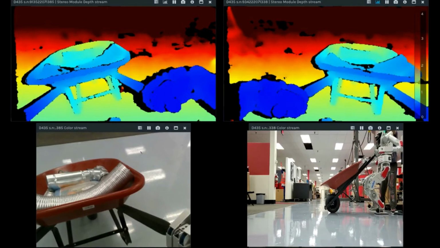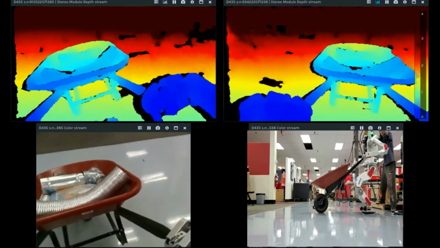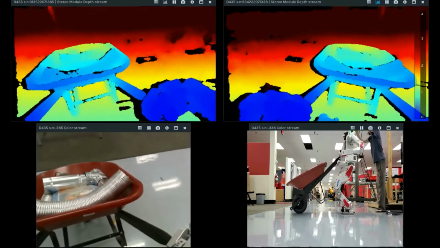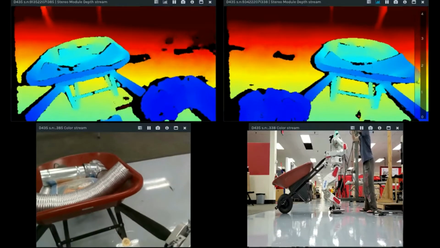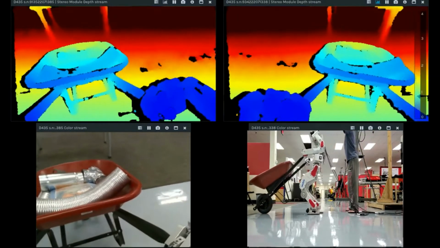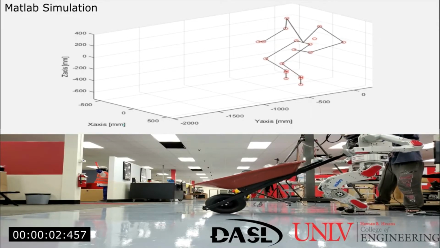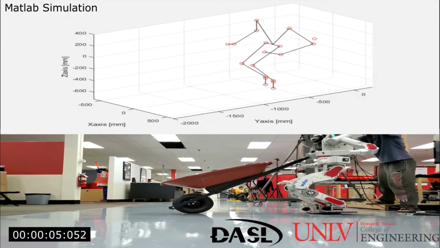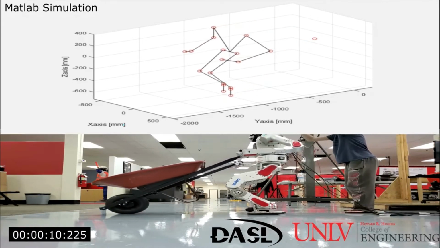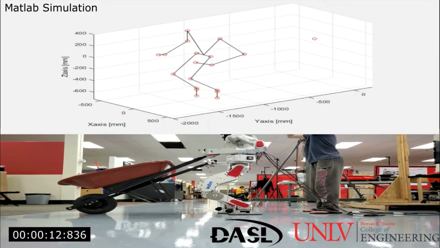Here another experiment, but now with the 5.3 kilogram load. You have a side view of this experiment on the bottom right. So now we're going to have an experiment where you can also see the real-time MATLAB simulation that is being done by using the whole body kinematics that we're discussing in the paper.